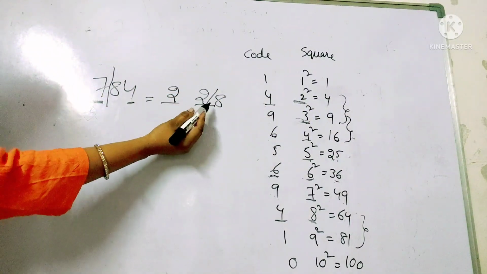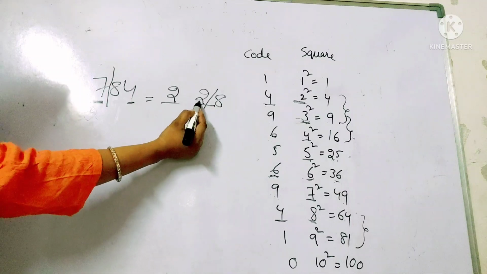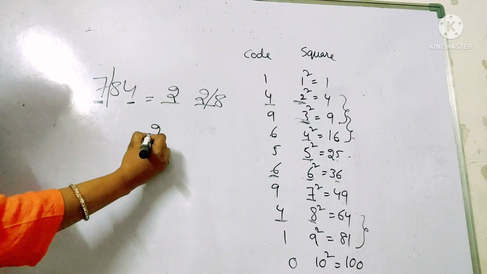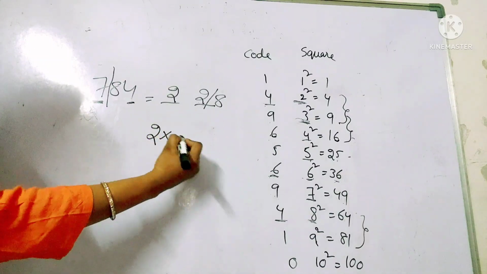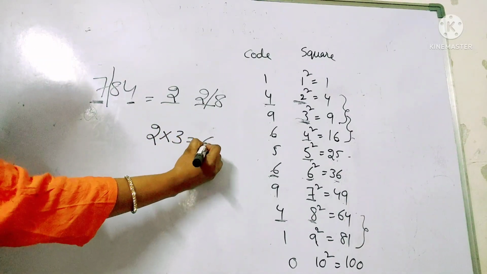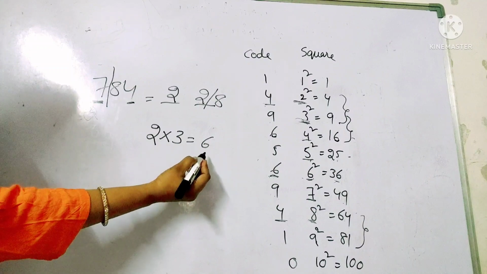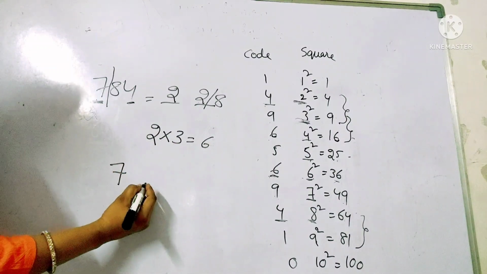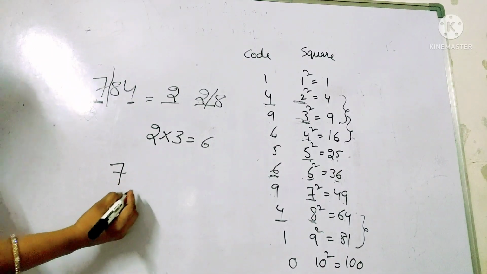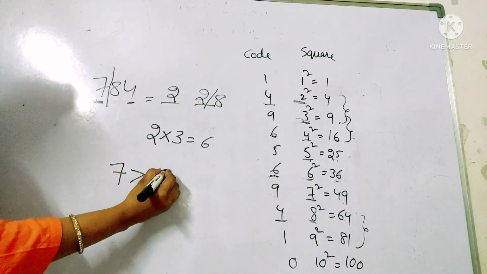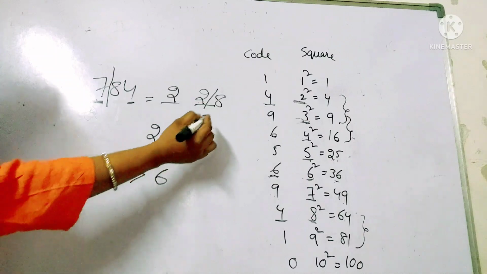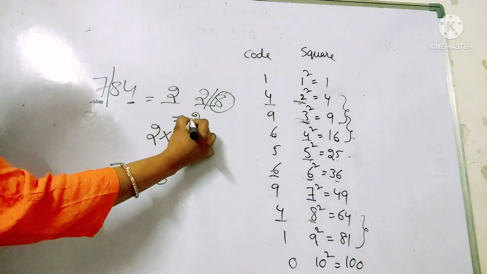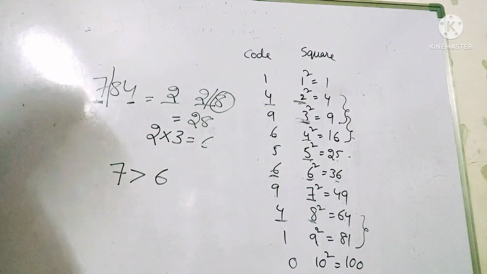Now you have to check whether this 2 will come or 8 will come in the answer. How to find? This 2, you have to multiply with the next number, that is 3. 2 multiplied by 3 is 6, and then compare these two. Is 7 greater than 6 or less than 6? It is greater than 6. So you have to take the greater number now. Okay, so now the answer is 28.